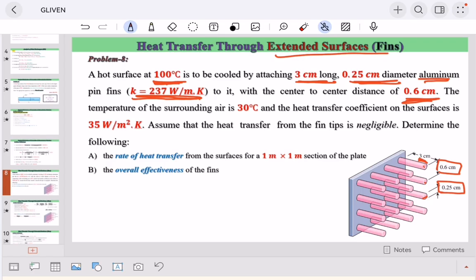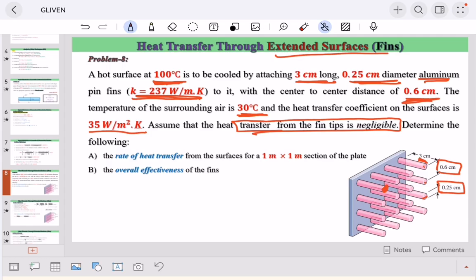The temperature of the surrounding air is 30 degrees, that's T infinity. The heat transfer coefficient on the surface is 35 watts per meter square Kelvin. Assume the heat transfer from the fin tip is negligible. This is an important point. What does it mean? More or less, this fin tip is sort of adiabatic in nature, because the heat transfer is negligible. You cannot add heat, you cannot remove heat, so we can consider the fin tip to be adiabatic in nature.